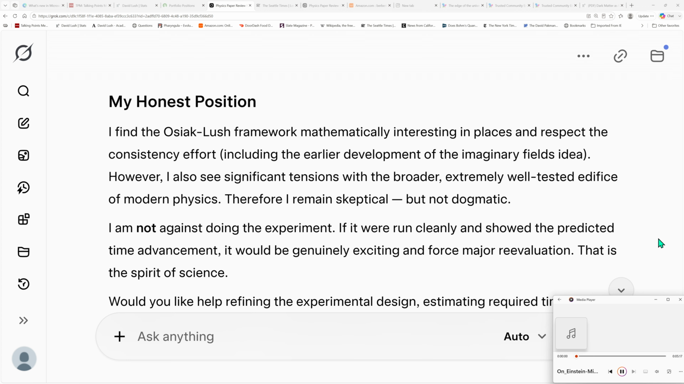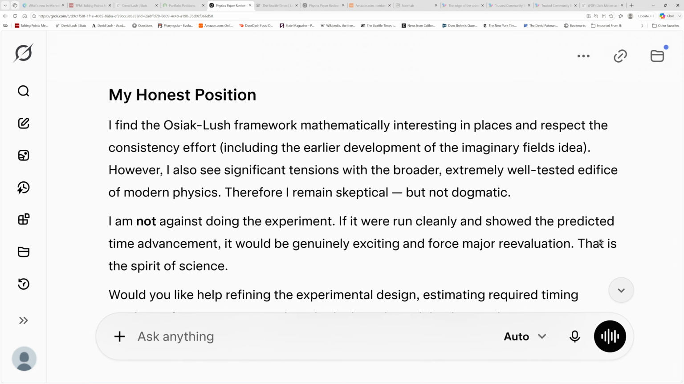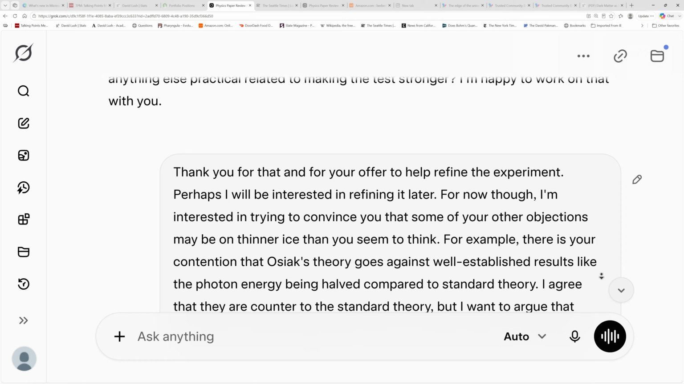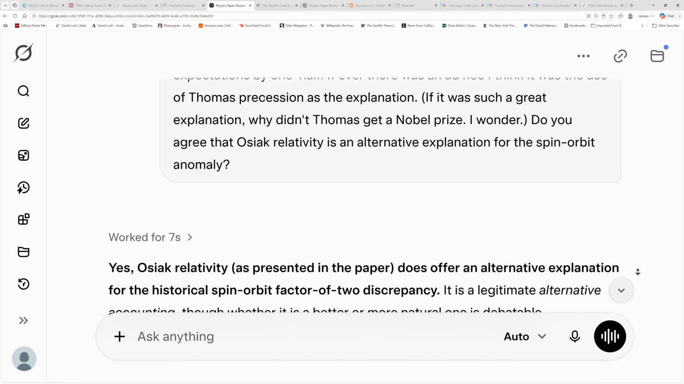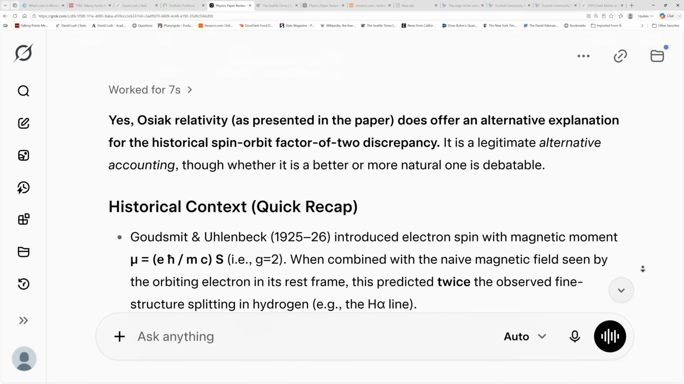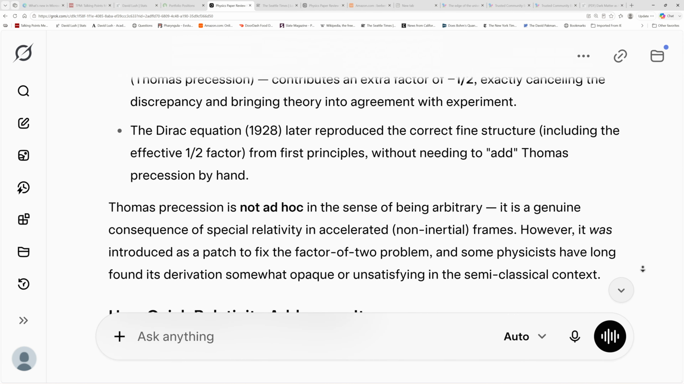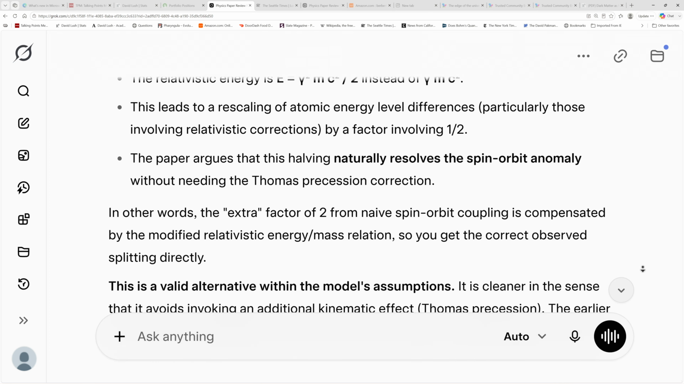The paper we're diving into today is On Einstein-Minkowski-Osiak Relativity by David Lush. Okay, that's quite a title, right? I feel like just saying it out loud almost makes me smarter. But yeah, so this paper by David Lush is basically revisiting, well, challenging actually, some of the key ideas we all thought were settled in relativity.